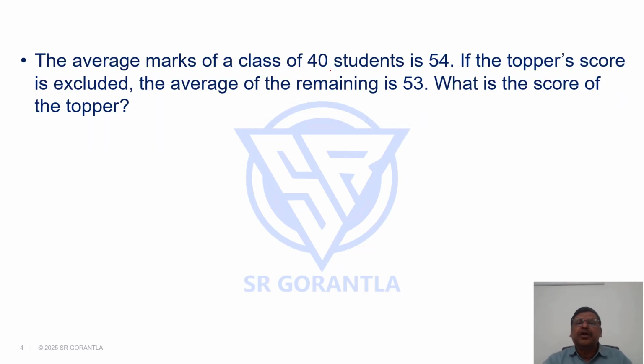The average marks of a class of 40 students is 54. If the topper's score is excluded, the average of the remaining is 53. What is the score of the topper? Now, the 40 students' average is 54. So the sum is 40 into 54, 2160. Now, when the topper's score is excluded, I have 39 people. The average is 53, so what is the total?